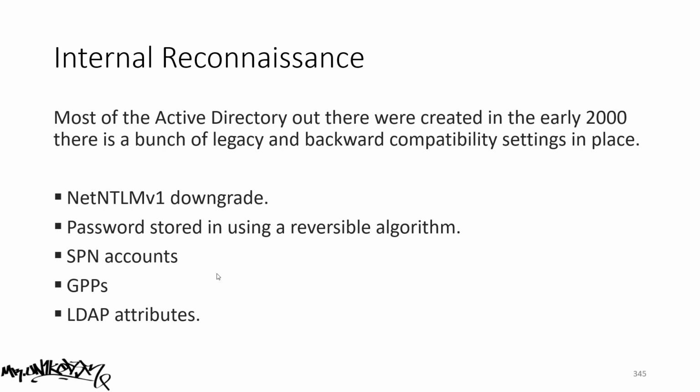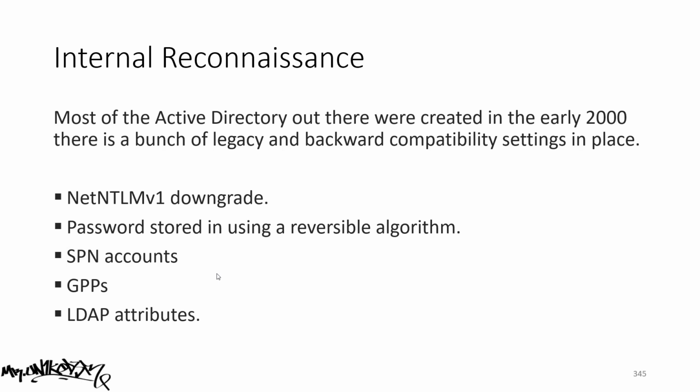SMB signing does not prevent pass the hash. It's just preventing relaying the hash. Password stored with reversible encryption, that's a functionality that Windows offers you. You may actually have passwords stored in a reversible way that can be decrypted. Not sure why it was designed like that, but the truth is if there is any password stored like that, you can always get them back.